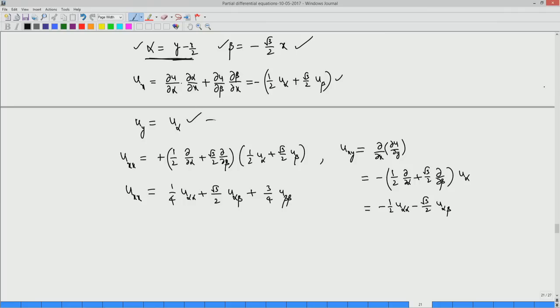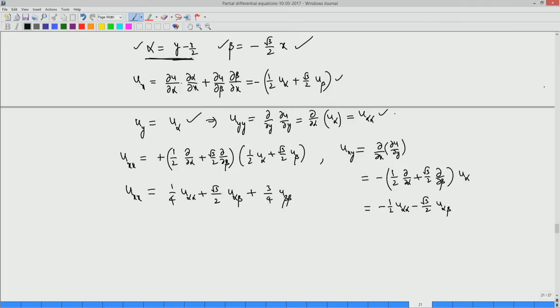And from here you can get uyy also. Uyy is simply u alpha alpha. How do you get this? Dou y of dou u by dou y. What is dou y? It is dou alpha. Dou alpha of dou u by dou y is u alpha, so that is u alpha alpha.